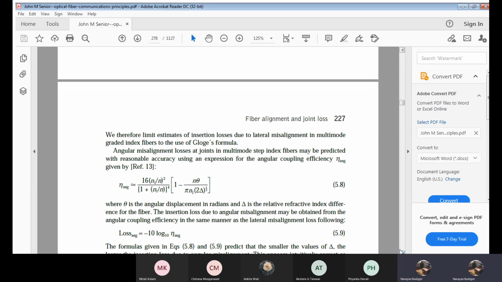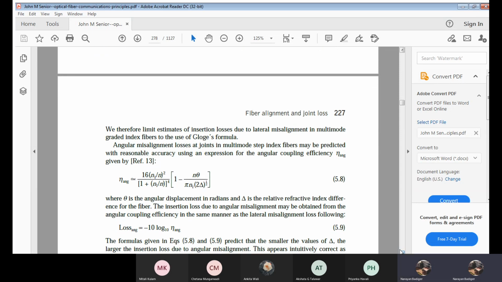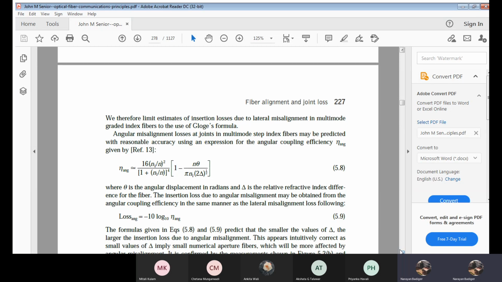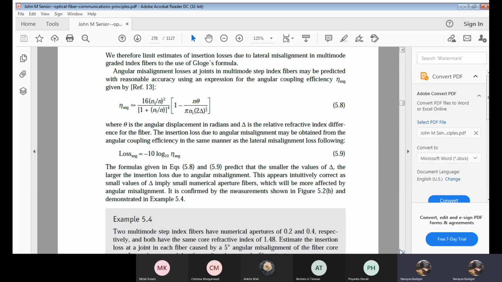Okay. Now for angular misalignment, we are trying to calculate its angular coupling efficiency. We will be calling this angular coupling efficiency, given by eta angular, that is eta anc. Again it has got its own equation: 16 (n1 by n) whole square divided by (1 plus (n1 by n) whole raised to 4). Again this is a direct equation, and this equation is for angular misalignment losses for multi-mode step index fiber.